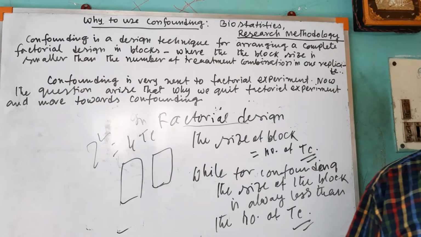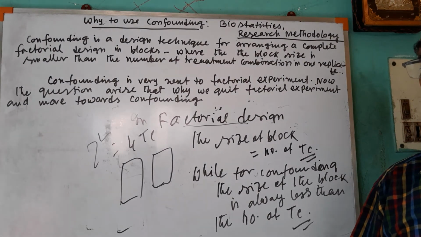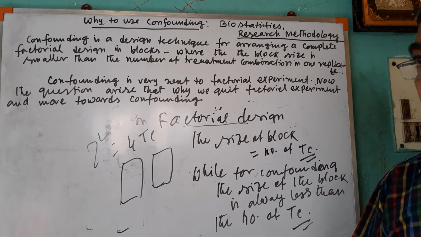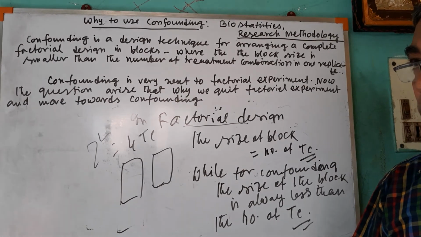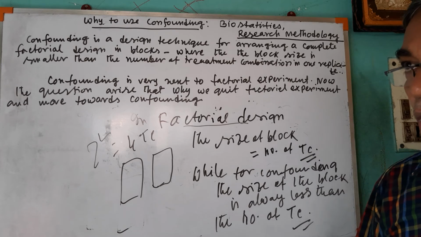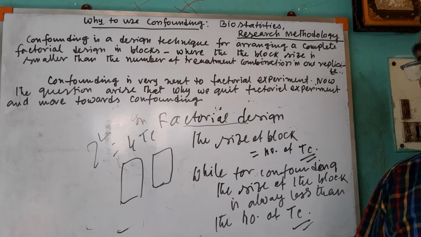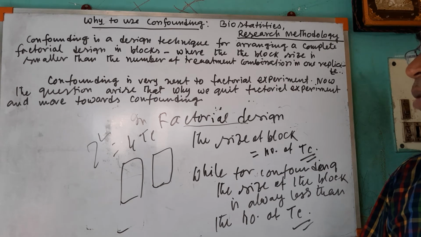The researcher is always trying for larger treatment combinations. Then they break these into small size blocks to get the homogeneity, to get a better result for their experiment. So we are using confounding.